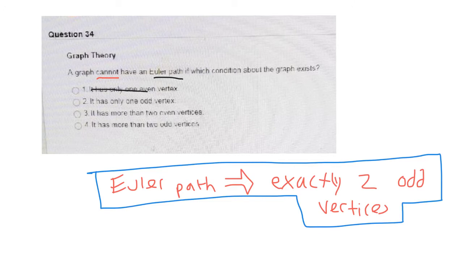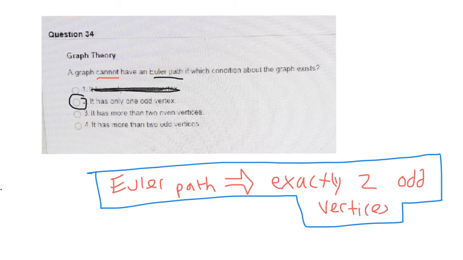So we're eliminating this because the Euler path could exist under that circumstance. It has only one odd vertex. Well, in order for something to have an Euler path, the graph needs to have exactly 2 odd vertices. So if it has only one, then there's no way an Euler path exists. So this works as an answer because this criteria describes a scenario where you cannot have an Euler path.